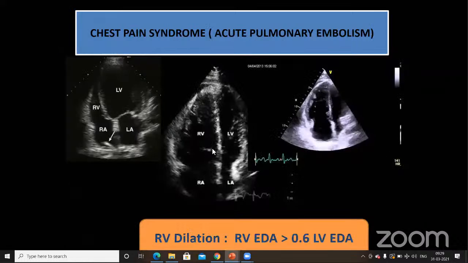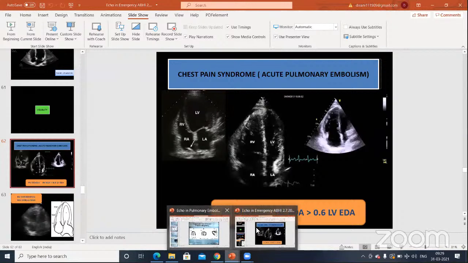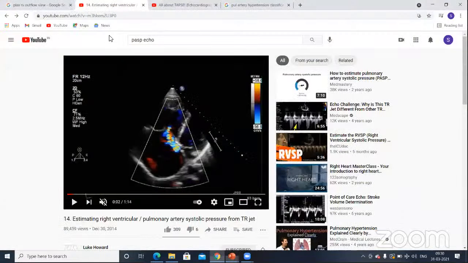But the next thing I want to tell you is something called TAPSE. Whenever someone tells you to assess the right heart, you have to look for two things: one, the systolic function of the RV, and two, the diastolic function of the RV. Whenever you have something obstructing the RA, RV, or the pulmonary artery, you're going to have an increase in the systolic component of the RV.